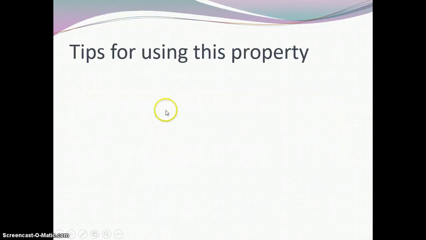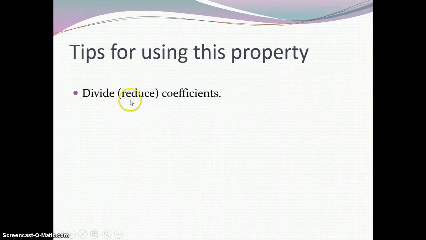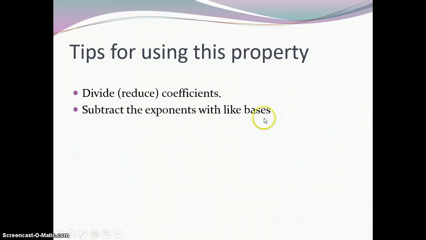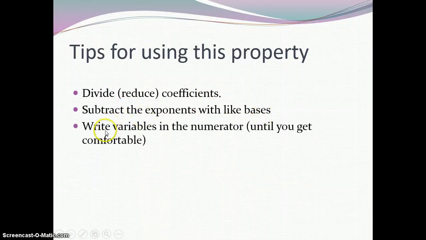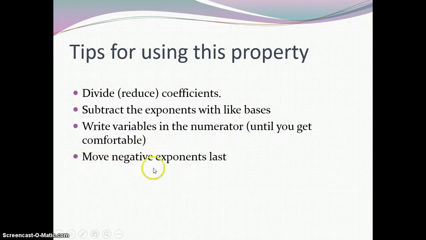All right. Tips for using this property, very similar to the ones we have on the board in the classroom right now. Divide or reduce coefficients first. Subtract the exponents with like bases. Write the variables in the numerator until you get comfortable. So when you've done this like bases at exponents, write that answer in the numerator of your fraction until you get comfortable, and then when you're done with that, move the negative exponents last. So very, very similar to what we've been working on.